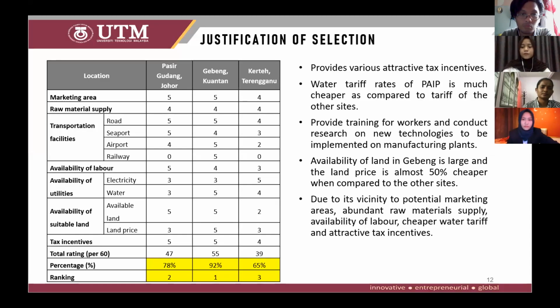Technologies to be implemented on the manufacturing plants. The availability of land in Gebeng is large and the price is almost 50% cheaper compared to the other sites. So Gebeng is the most strategic and suitable location due to its vicinity to potential marketing areas, abundant raw material supply, availability of labor, cheaper water tariff, and also attractive tax incentives.